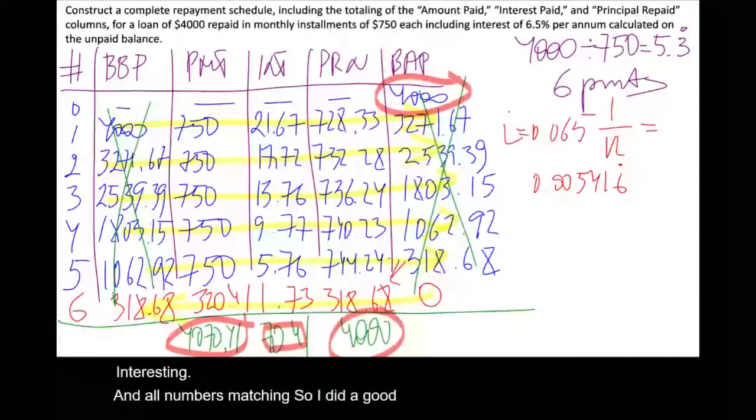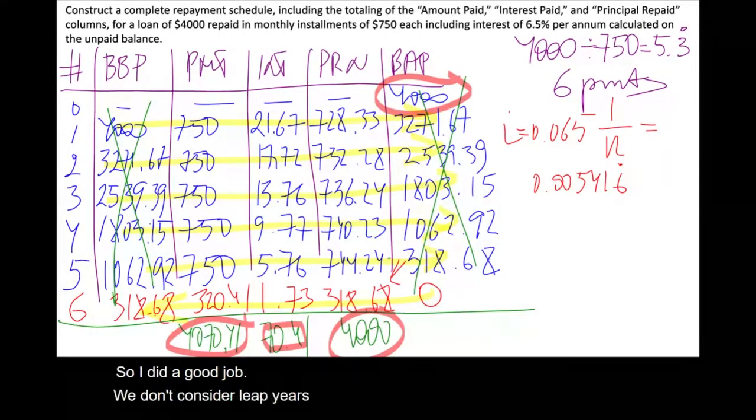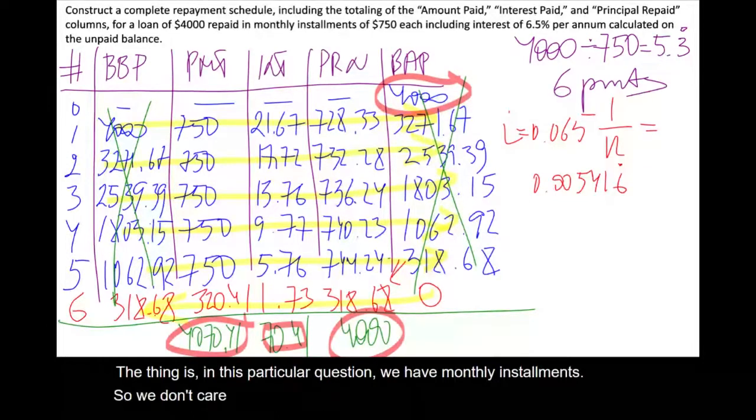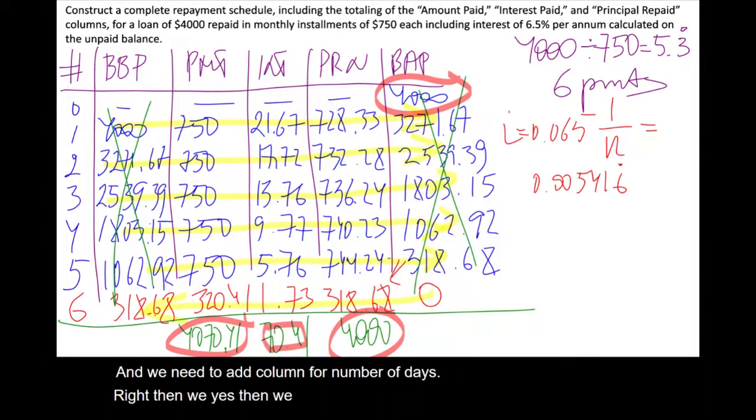So if it was a leap year, we don't consider leap years here. Okay, that's why, because I was looking at a question that you did in class, and you added the leap year. Well, the thing is, in this particular question we have monthly installments, so we don't care whether it is a leap year or not. If we have particular dates and we need to add a column for the number of days, then we have to consider leap year or not.